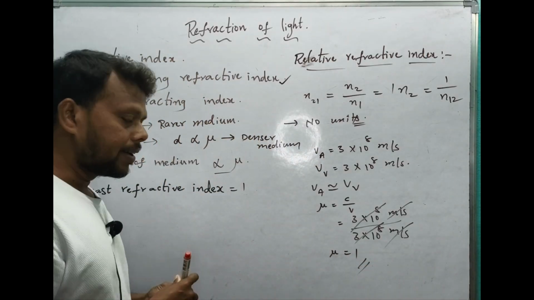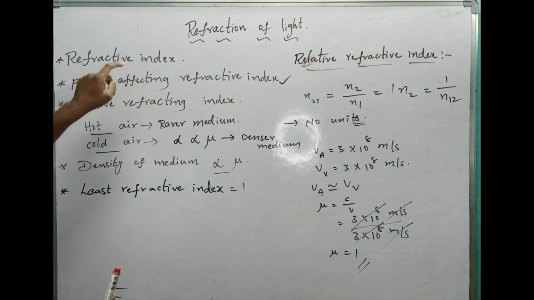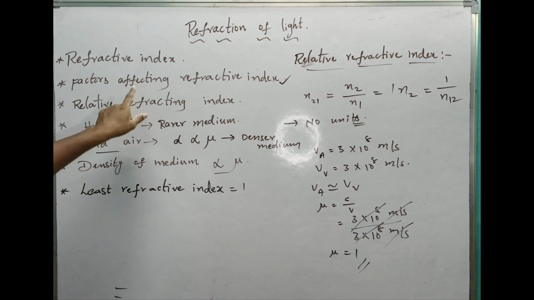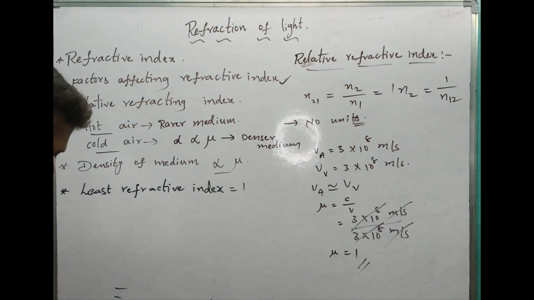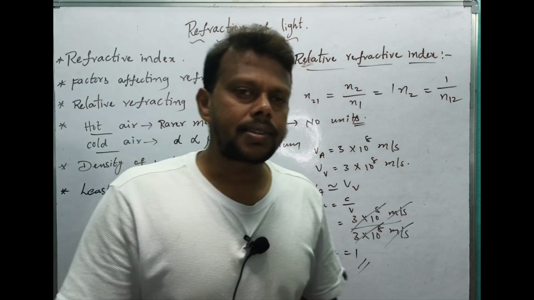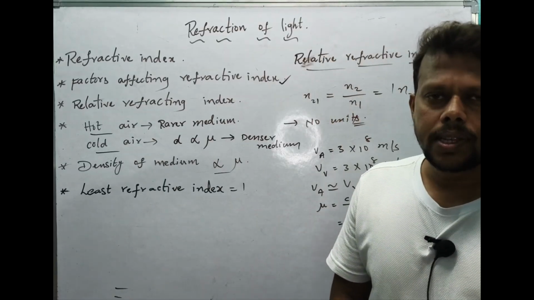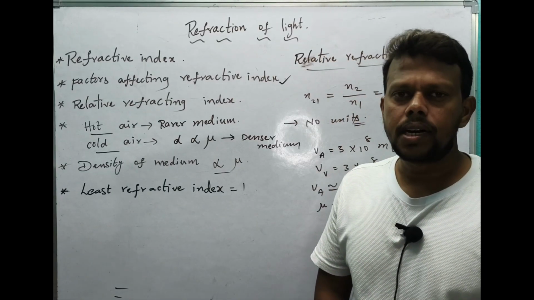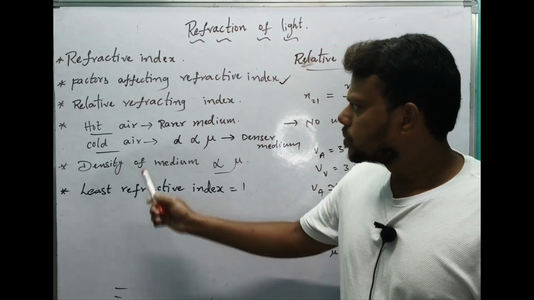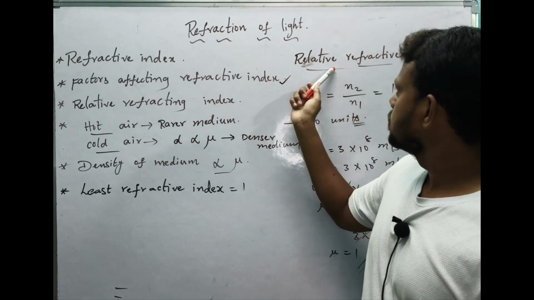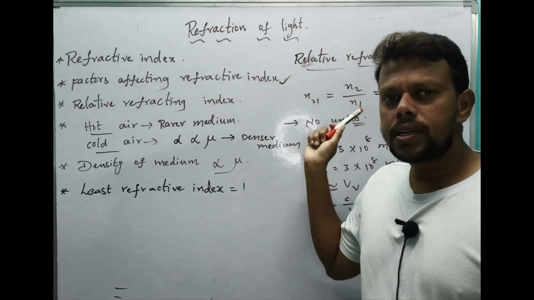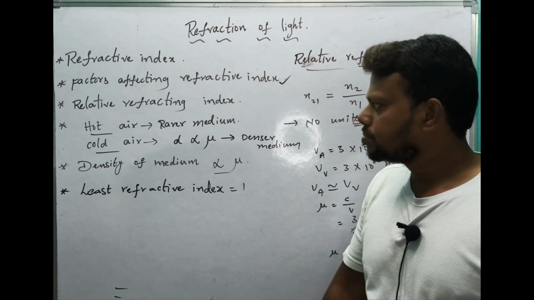So what have we learned in this class? We have learned refractive index. It is the ratio of the speed of light in vacuum by the speed of light in the given medium. We have seen three factors. The first factor is the nature of the medium. The second factor is the wavelength of light or color of light. The third is the temperature of the medium. Then relative refractive index: the refractive index of the second medium by the refractive index of the first medium.